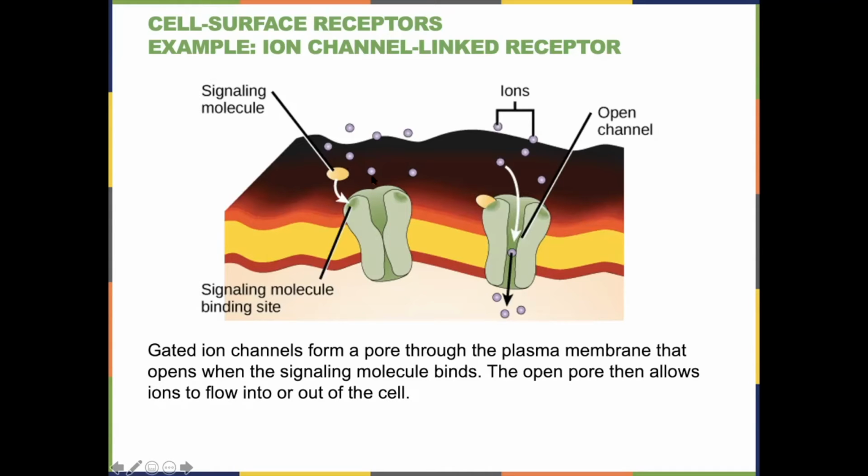As you recall, ions, because they are charged, have a difficult time naturally passing through the lipid layer of the membrane, and so require protein channels in order to get across. In these receptors, the channel is normally closed, but can be opened if the signaling molecule binds here and opens the channel that allows the flow of ions into the cell. Or it could be out of the cell as well.